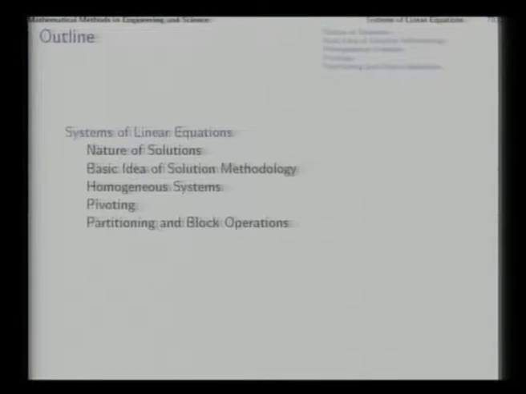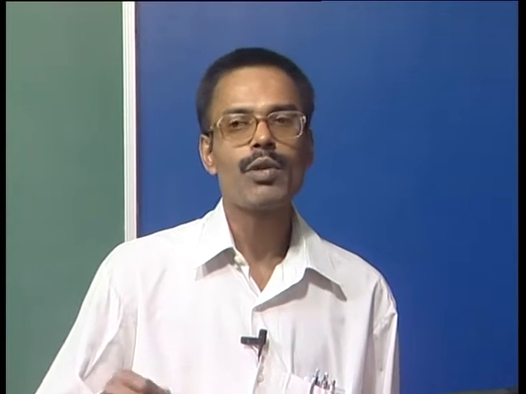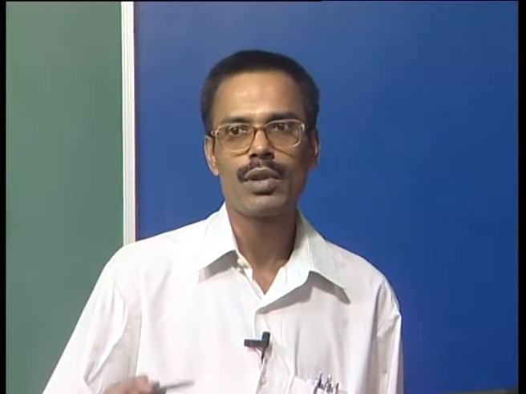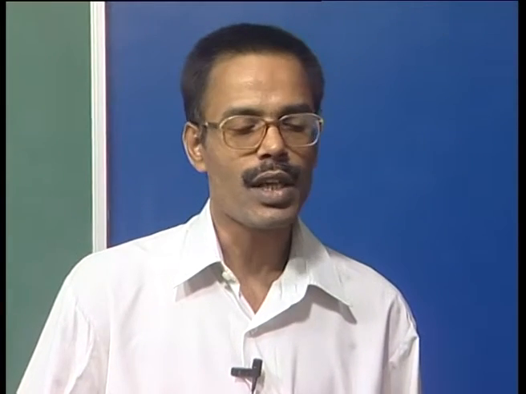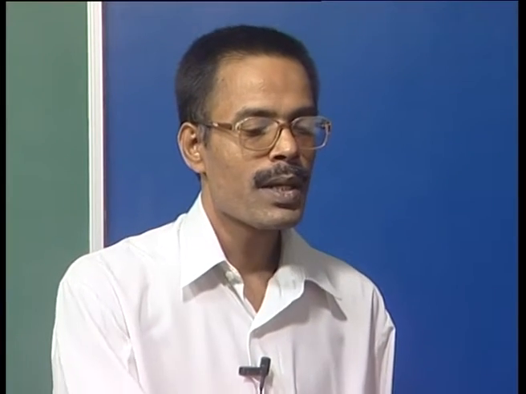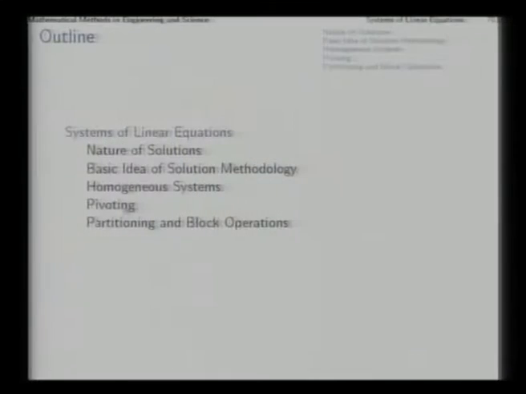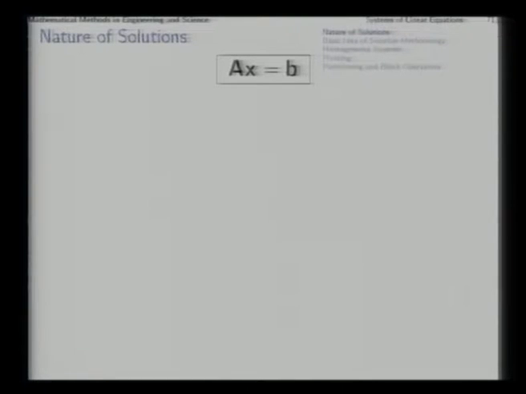The other case, when the right hand side is not 0, will be taken up later, which is the more regular and routine case of such systems. After this, we will consider two important issues in such systems. One is pivoting and the other is partitioning. So, first, the nature of solutions of systems of linear equations.